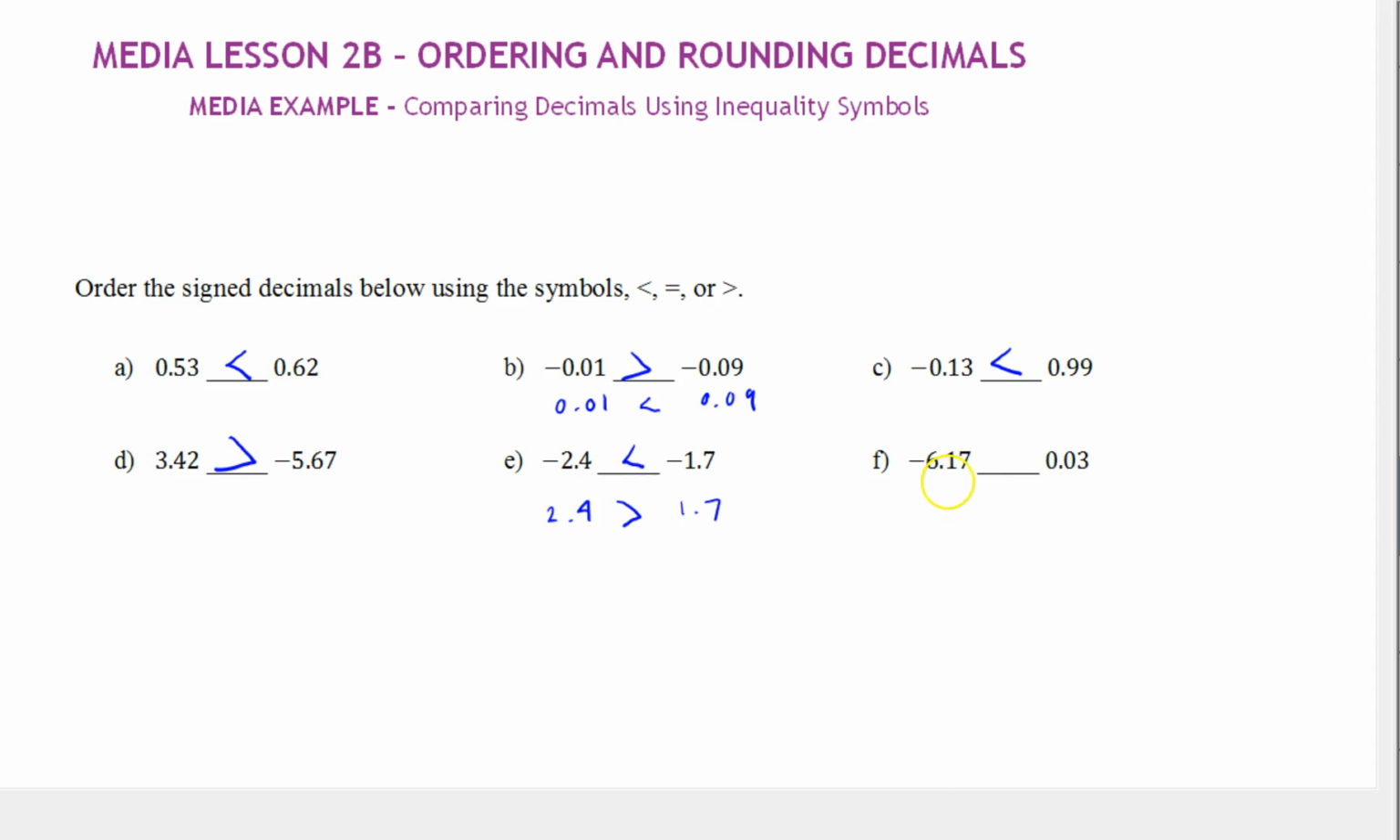And finally, another easy one. This is negative, this is positive. So notice we think of this as a small number. This is like 3 cents if you wanted to think of this in terms of money. But this number is greater than this number because this is like owing $6.17 because it's negative. So I'd rather have 3 cents than to owe $6.17. So the positive number is greater. And we're done.